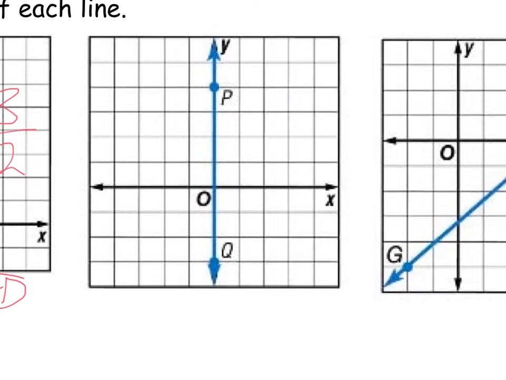This one, we have a rise of 1, 2, 3, 4, 5, 6, 7 over, it doesn't go left or right, 0. Well, when we have a fraction with 0 in the denominator, that's undefined. So the slope of all vertical lines is undefined.